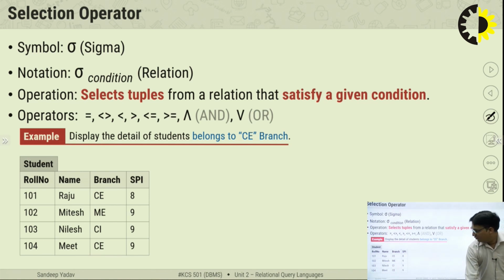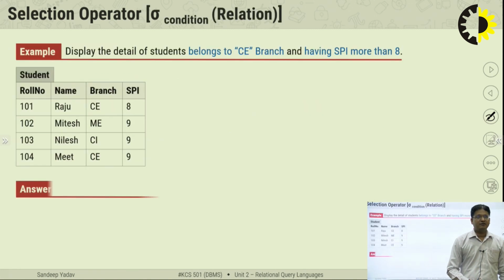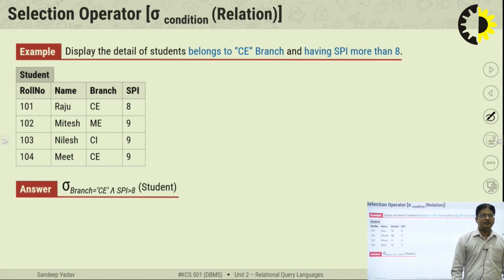So, we are going to write sigma, then the selection condition. We have to tell what the selection condition is: branch equal to civil and SPI is greater than 8, followed by the name of the relation, student. This is how we perform the select operation.